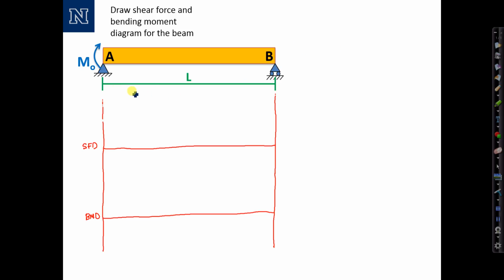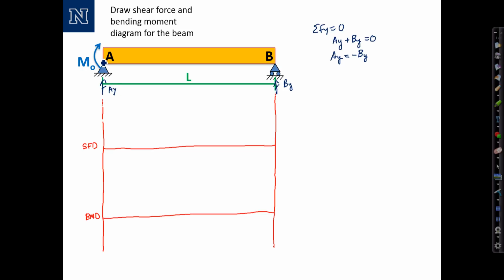We'll start off by solving for the reactions. I have a reaction A sub y at support A, and a reaction B sub y at support B. Taking the sum of the forces in y equal to 0, I have A sub y plus B sub y equals 0. There are no other loads acting in the y direction on the beam. This tells us that A sub y must be equal to negative B sub y, or the reactions must be equal and opposite. And indeed, to resist the concentrated moment, the reactions will develop a couple in the opposing direction.